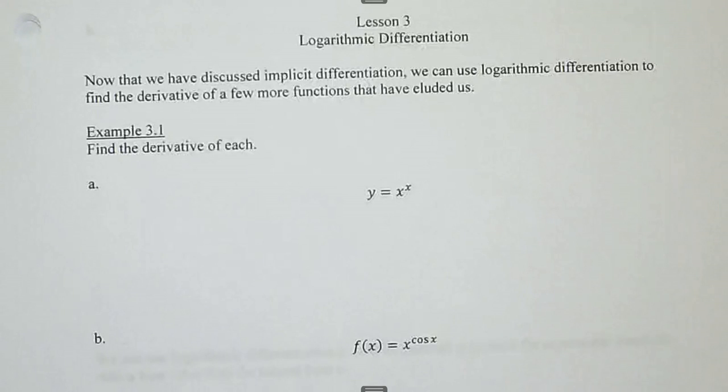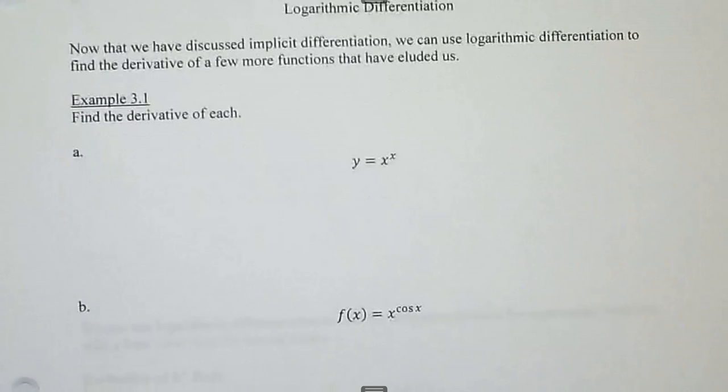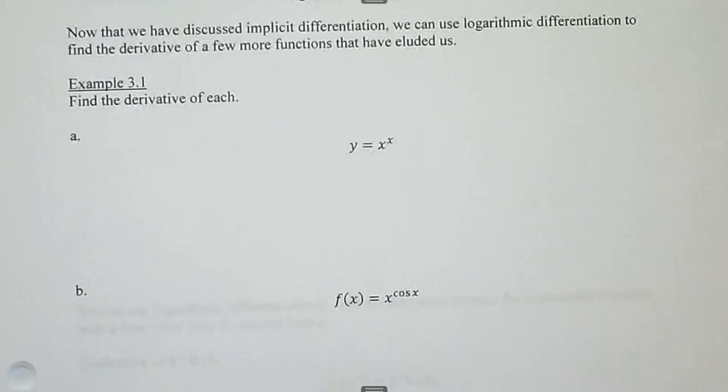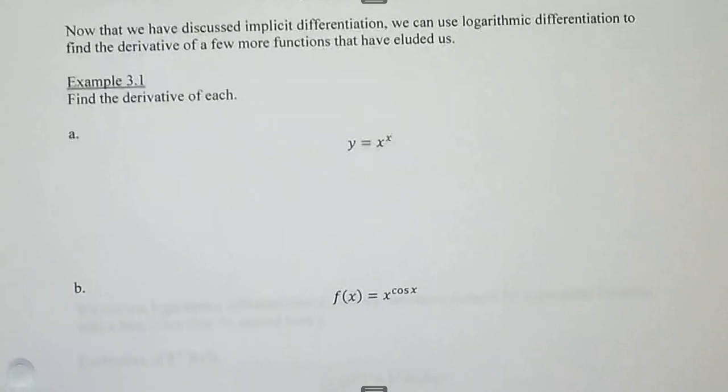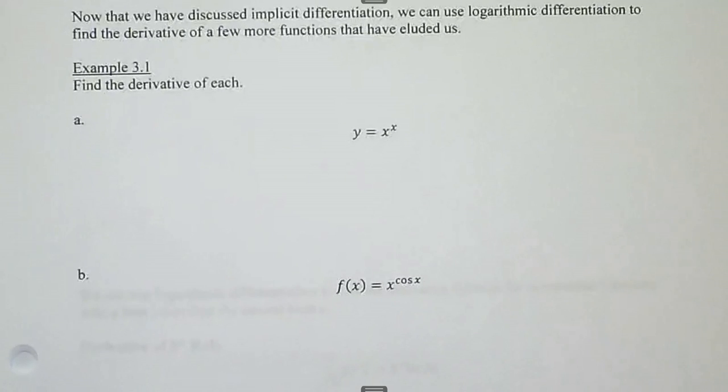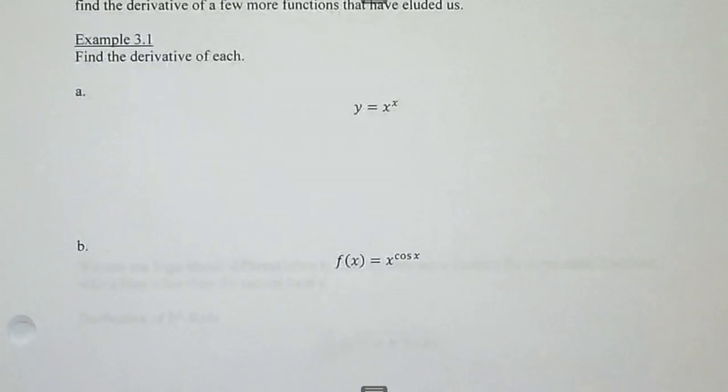Okay, so today we're going to be working on lesson 3 in unit 4 of AP Calculus. Today's lesson is over logarithmic differentiation. So now that we've learned implicit differentiation, we can go back and find the derivative of some explicitly defined functions that we have yet to be able to take the derivative of. So for example, y equals x to the x.